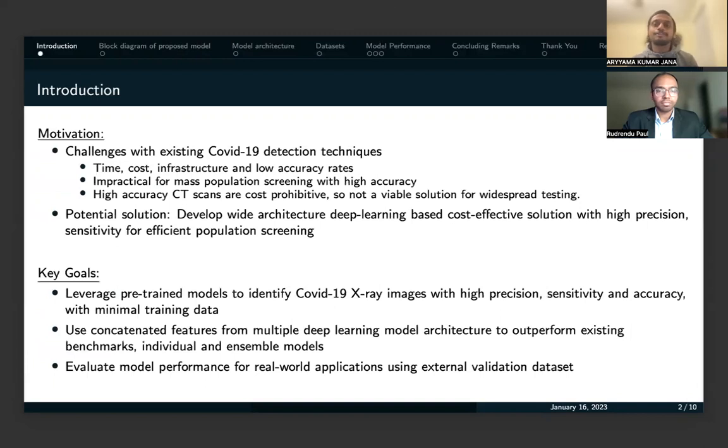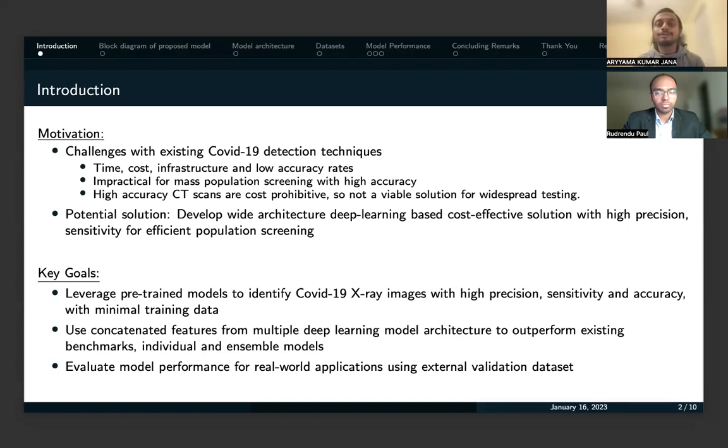Coming to the motivation, we all know that COVID-19 has been one of the major challenges that the world has been facing since its inception in 2019. And this has posed serious challenges not only on the developing countries, but also on the developed countries in the world. We know that there have been a lot of efforts to find a cure for this disease, but unfortunately, we don't have a cure yet.